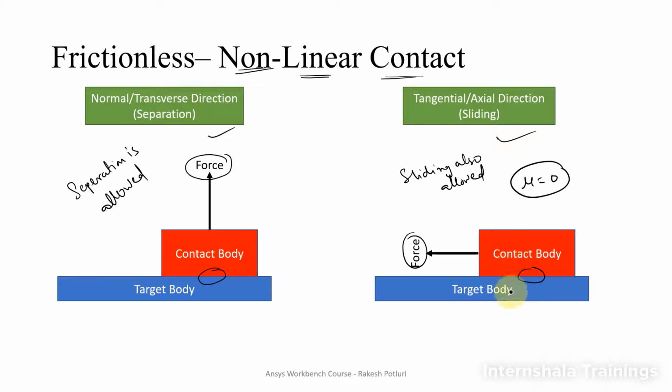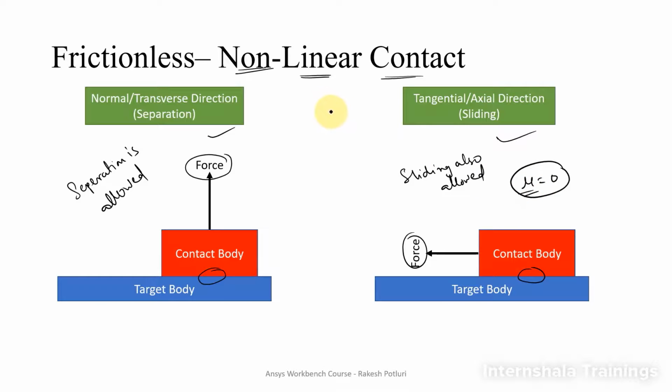The contact body cannot penetrate the target body, but it can slide very smoothly over the target body. Likewise, it can get separated from the target body. But remember, once we apply the contact, this contact body and this target body cannot penetrate each other. Okay, so remember the mu is 0.